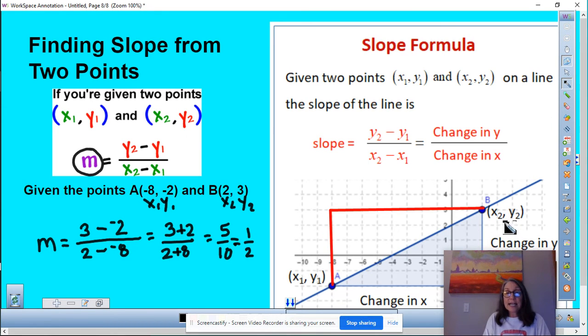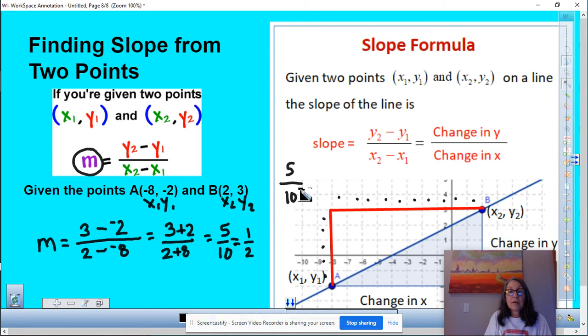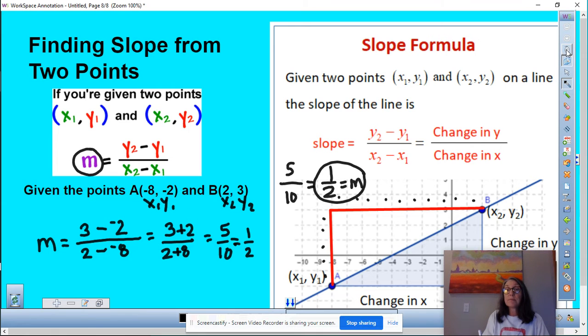I know that my line's negative. I know my slope is going to be negative. And so here we go. 1, 2, 3, 4, 5 over 1, 2, 3, 4, 5, 6, 7, 8, 9, 10, which of course is 1/2, and it's positive. So that is my slope. So you can see that I can do it graphically, but I don't always have the graph, so I need to be able to do it given 2 points.